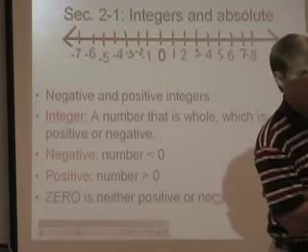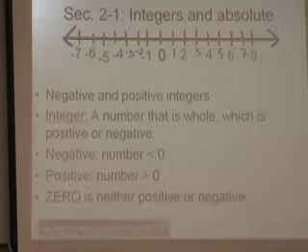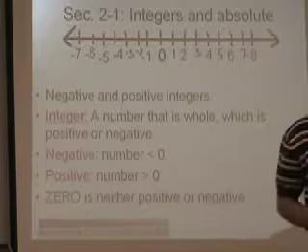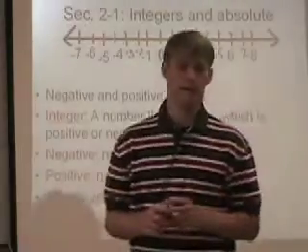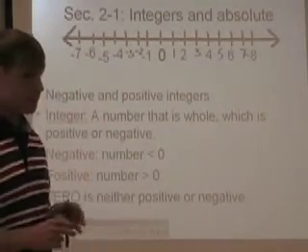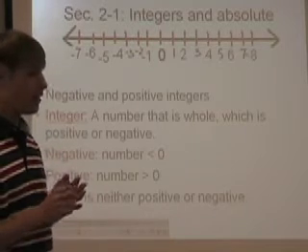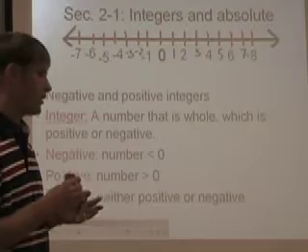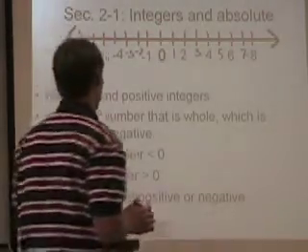Today you have 4 or 5 simple things that are your objectives to be able to accomplish by the end of the day. You need to know what a negative and a positive number are. You need to know what an integer is. You need to be able to find the absolute value of something and know what the definition of absolute value is. Alright? So let's get started.